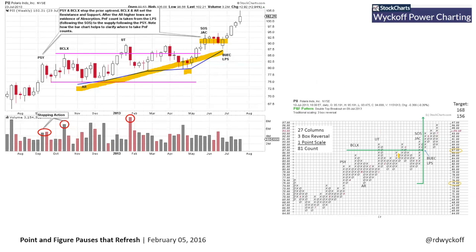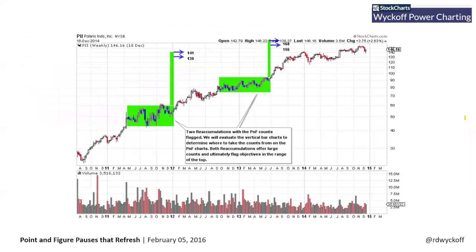We have another point and figure count we can take. And so this count across this area, and I'll leave it to you to go back and study this, is 156 to 168. And so here's another really nice count that's being produced by a reaccumulation area. Well, let's look at what happened.